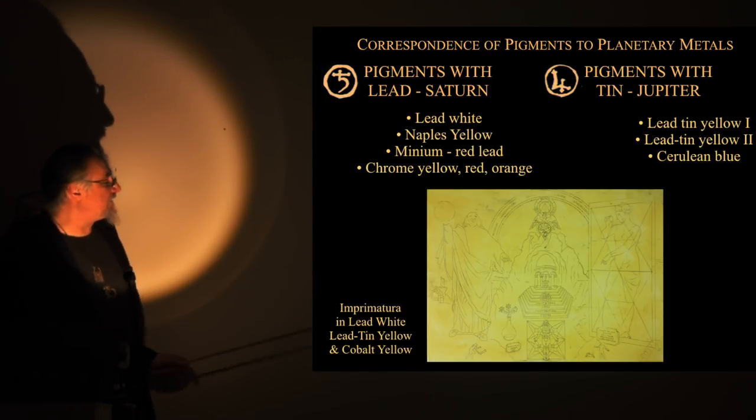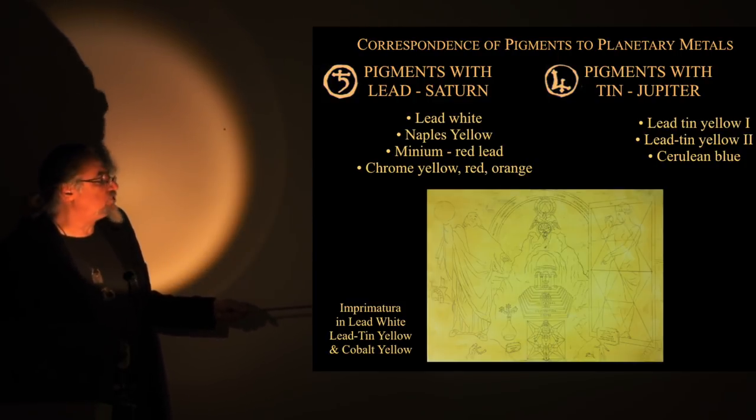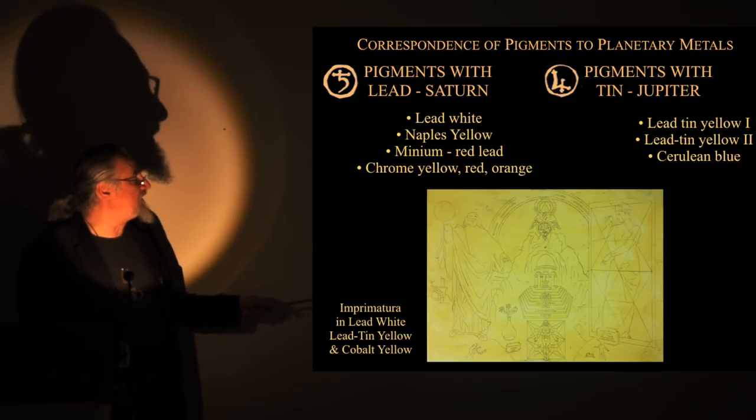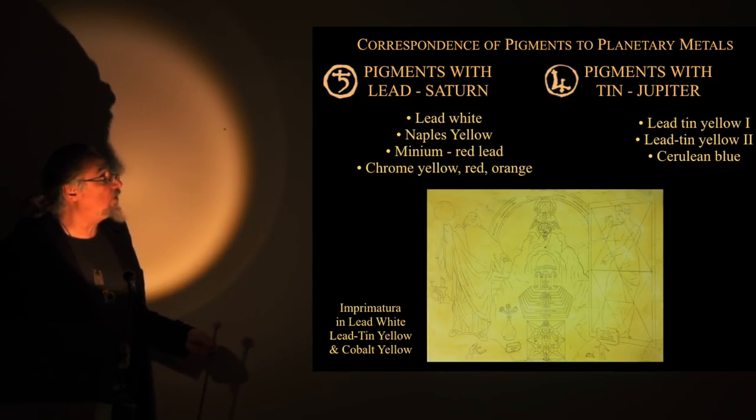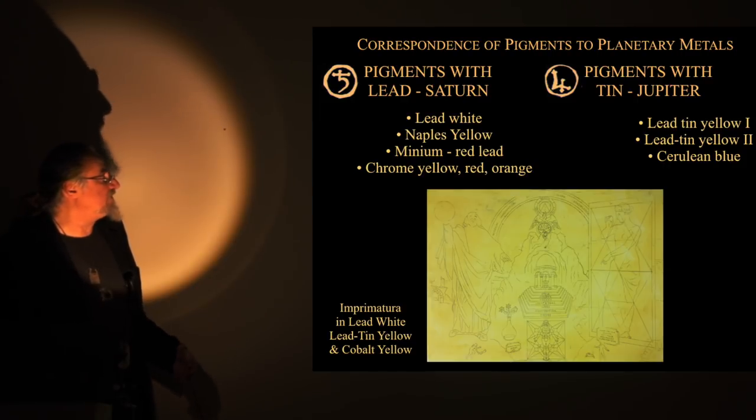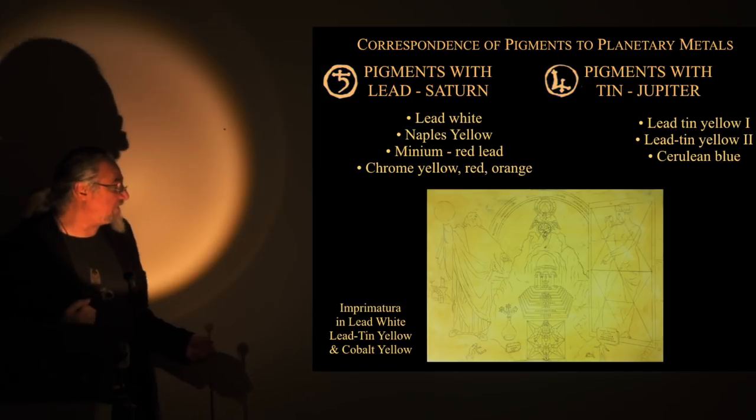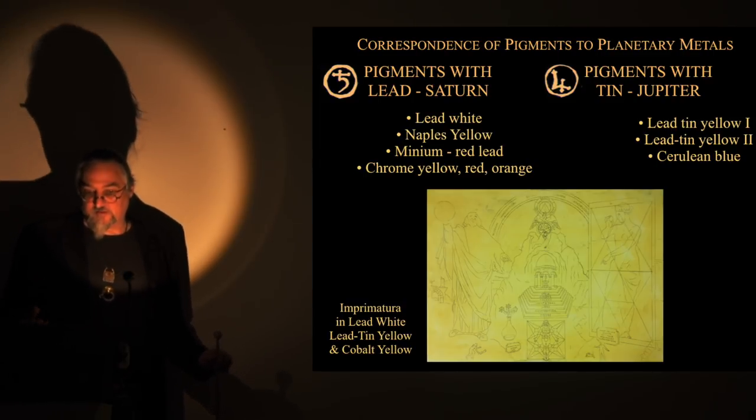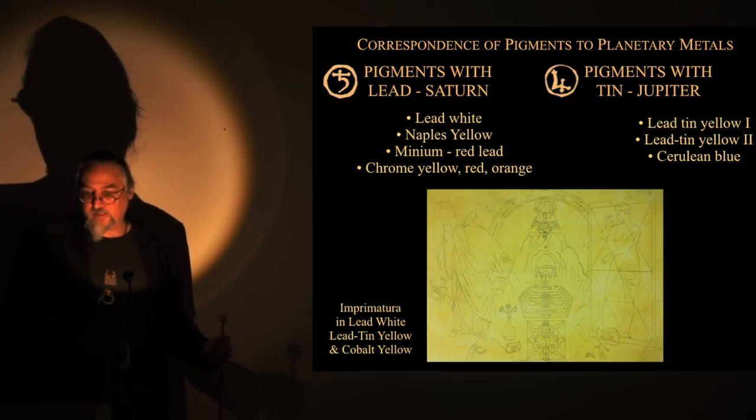We combined lead tin yellow to include the jovial or Jupiter aspect in the painting as well. And lead tin yellow 1, lead tin yellow 2, or cerulean blue, any of these would have incorporated tin, which is to say Jupiter in the painting, but we found some traditional lead tin yellow, which we ordered in and used.